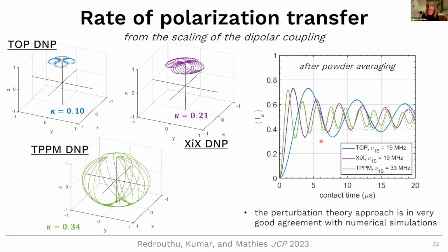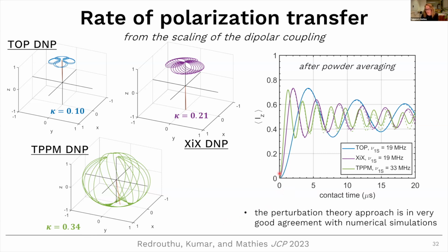So knowing this, what we did is we analyzed three of the sequences that we investigated: TOP DNP, XIX, and TPPM DNP. We analyzed the trajectory of SZ in the interaction frame, and we calculated the scaling factor of the dipolar coupling. For TOP DNP, we found 0.1. For XIX, we found it to be 0.21. And for TPPM, we found it to be 0.34. And here you see the consequence of that.